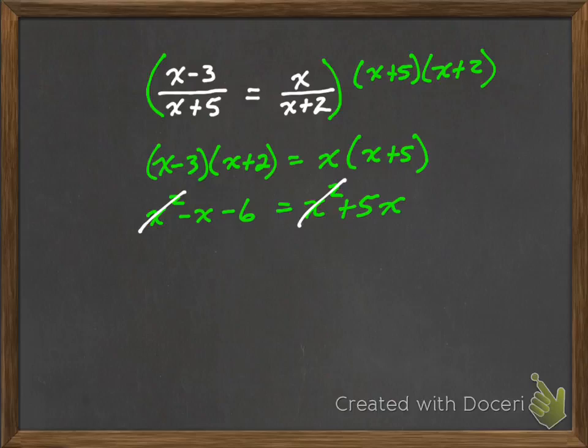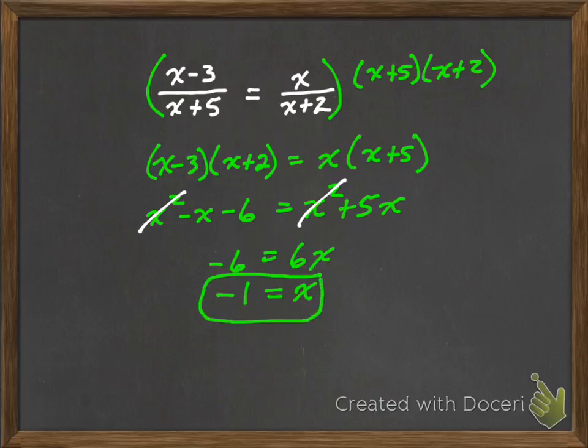All right, so really we just need to solve for x. So we're going to add x over here, giving 6x, and dividing, x equals negative 1. And that's okay. It is not one of our excluded numbers, so we're okay with this as our solution.